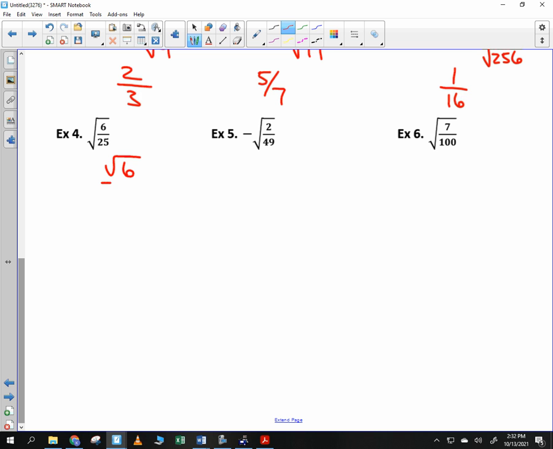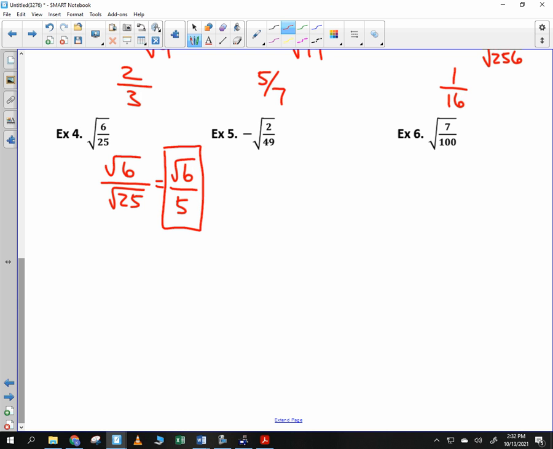You have the square root of 6 over the square root of 25. And that's okay. Don't worry about the square root of the top. Just focus on the bottom. We leave it as the square root of 6 over 5. And that's acceptable because you have the square root in the top. There's no square root in the bottom.